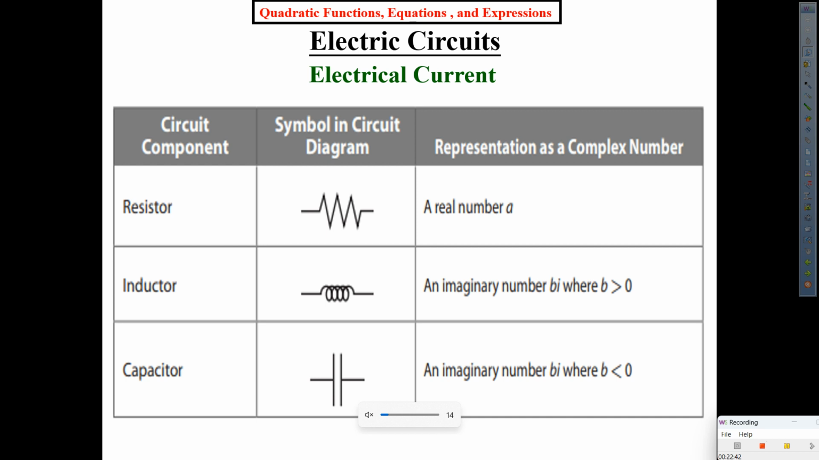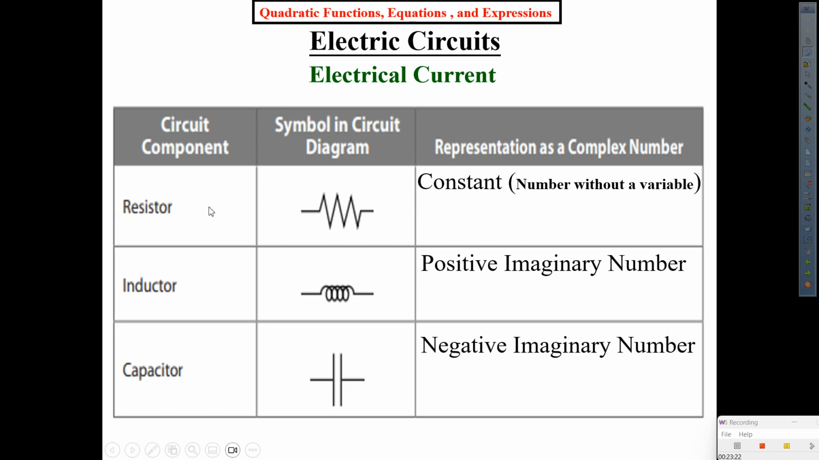Ready? Look up. Don't copy this. I'm going to give you other words to write in there. But look, the resistor is a real number A. An inductor is an imaginary where B is greater than 0. And a capacitor is an imaginary where B is less than 0. In other words, write this down in there. A resistor is a constant. What is a constant? A number without a variable. An inductor is a positive imaginary number. And a capacitor is a what? Negative imaginary number.